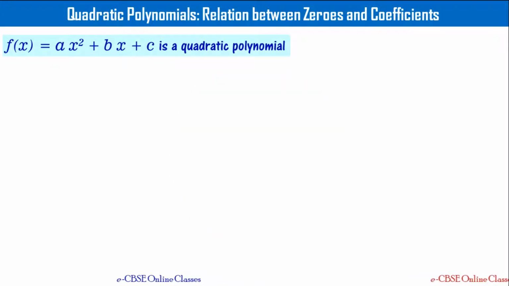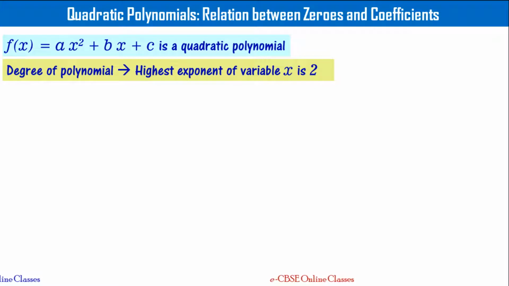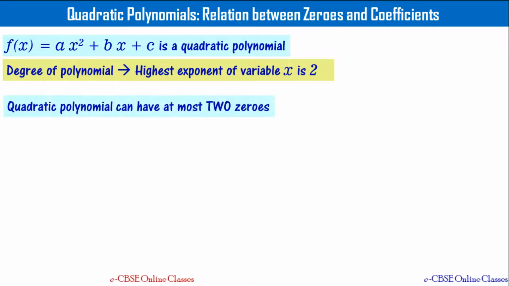We know that f of x equal to ax square plus bx plus c is a quadratic polynomial. Highest exponent of variable x in the equation is 2. It means the degree of polynomial is 2. Hence, we can say that a quadratic polynomial can have at most two zeros, right?